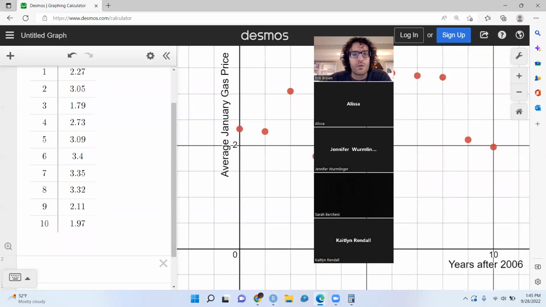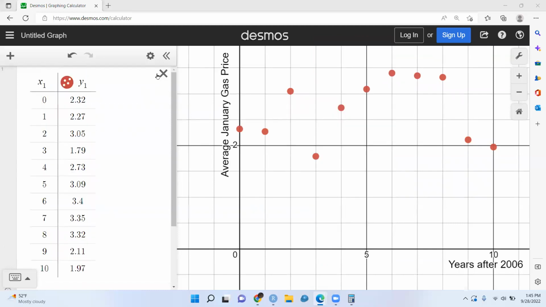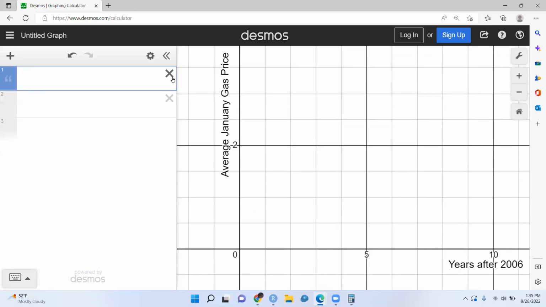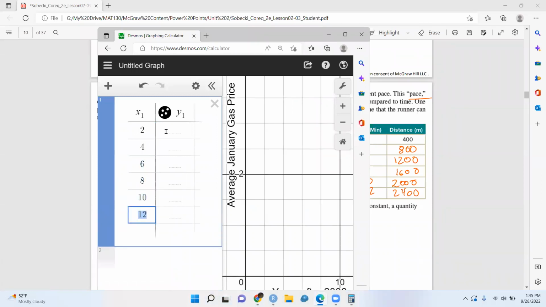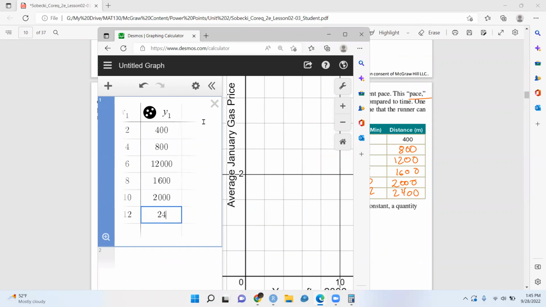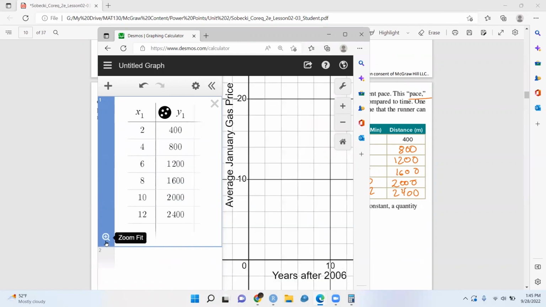I'm going to delete this old table. Nope, I don't need a note. I do need a table. And we're doing 2, 4, 6, 8, 10, 12. And then we're putting in the 400, 800, 1200. Oh, I did 12,000. Easy killer. 2,000, 2,400. And then I'm going to do my zoom fit.